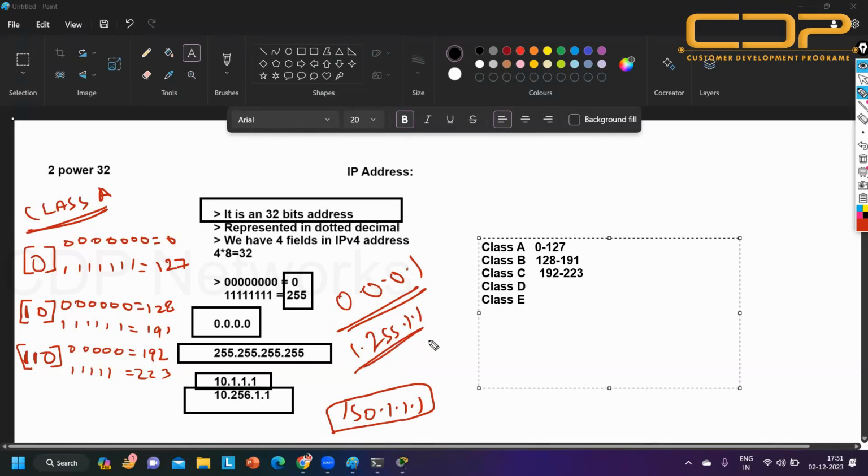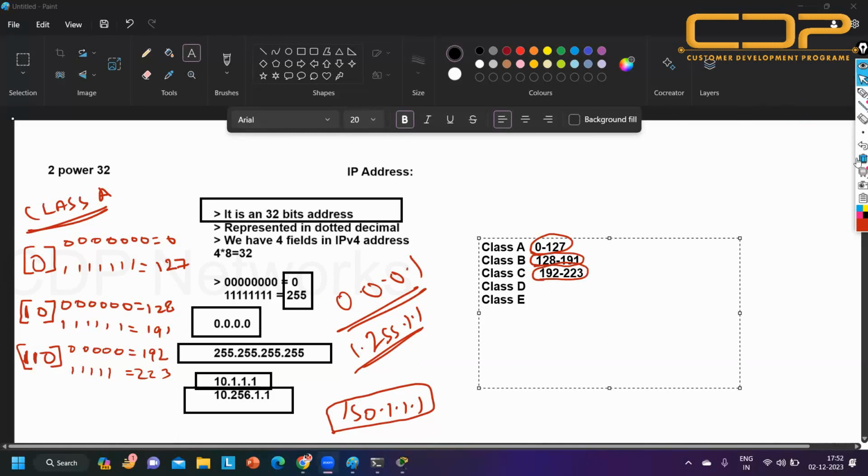If you need to identify which class an IP address belongs to, you check the value present in the first octet. If the value in the first octet is in the class A range, the IP address belongs to class A. If it is in the class B range, it belongs to class B. If it is in this range, it belongs to class C.